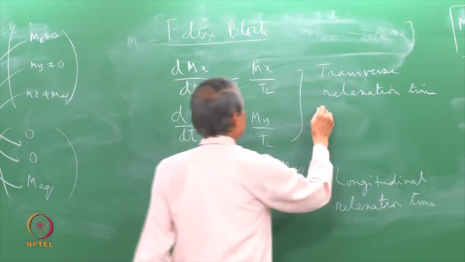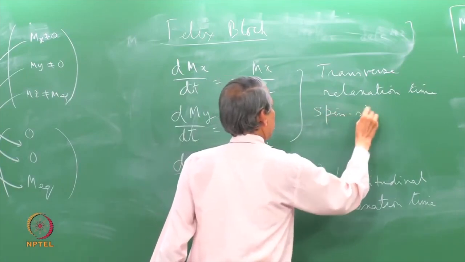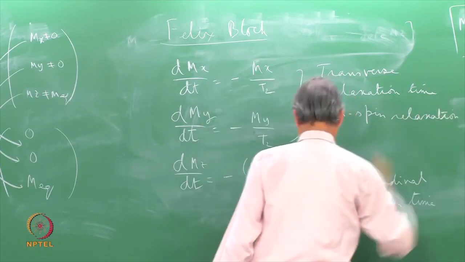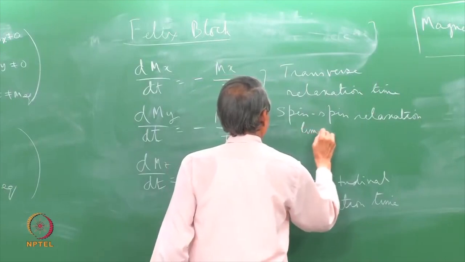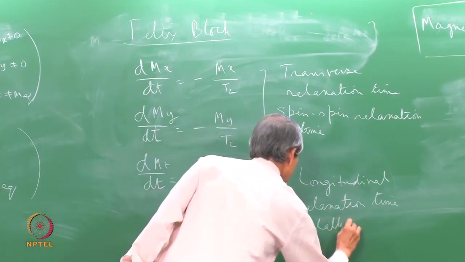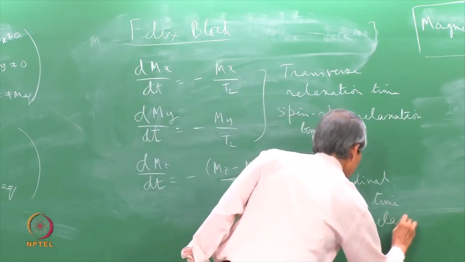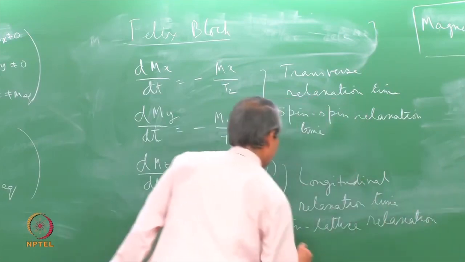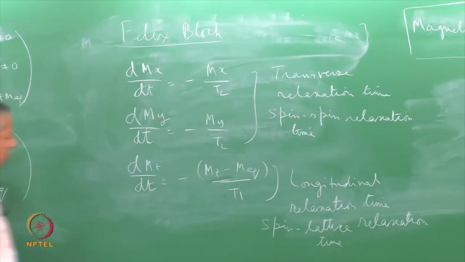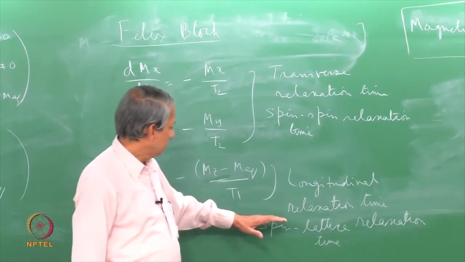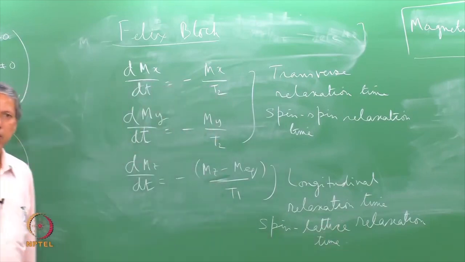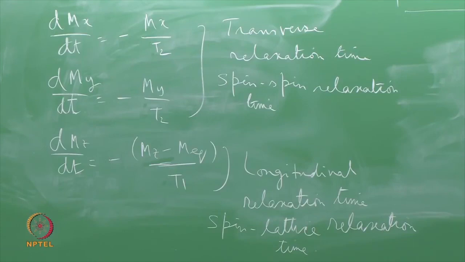Also, this is called spin-spin relaxation time. And this is similarly called spin-lattice relaxation time. The meaning is clear that energy exchange between the spin system and the surrounding is involved. Lattice is a general term to designate the surrounding or anything that is other than the spin system.